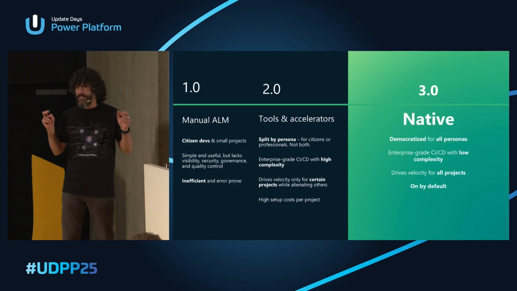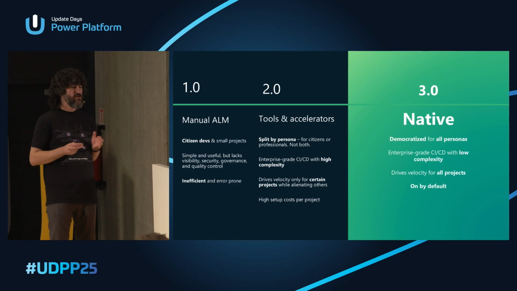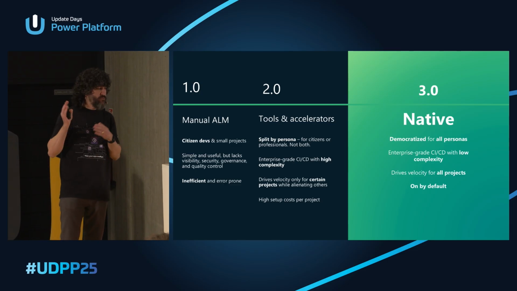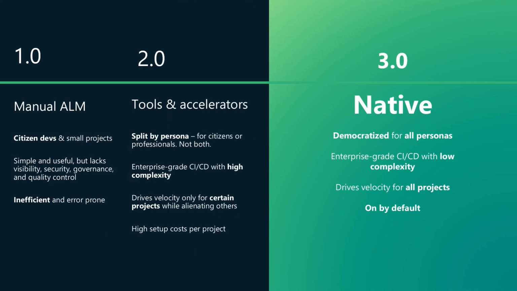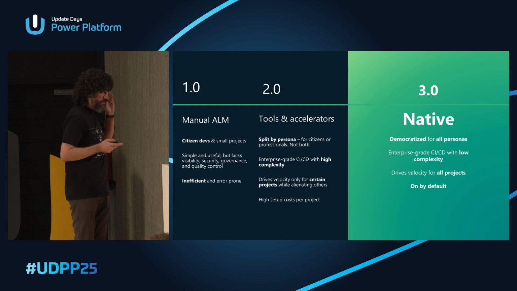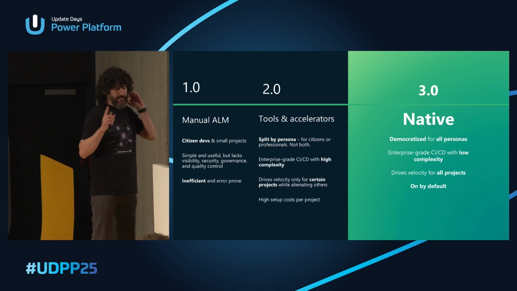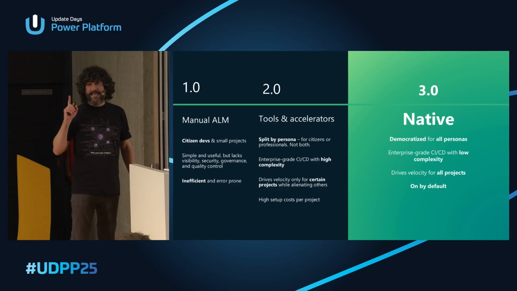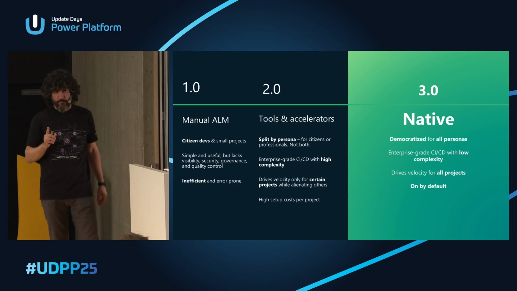The nirvana, that's our goal, that's our vision, is to go to native 3.0, is about democracy, is to democratize for all personas. Everybody should be able to develop a solution, enterprise ready from day one. Even if they don't really understand what they are doing, doesn't matter, right? Everybody brings something to the table, some knowledge. So again, the goal is low-code developers, they are doing ALM right since day one, okay?